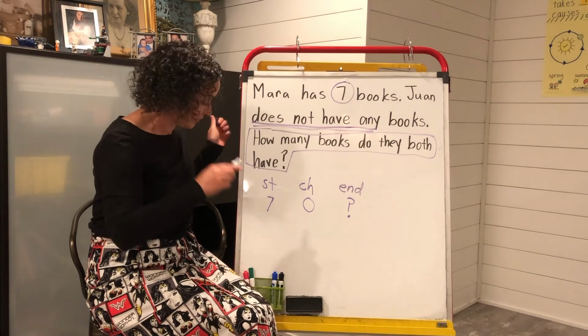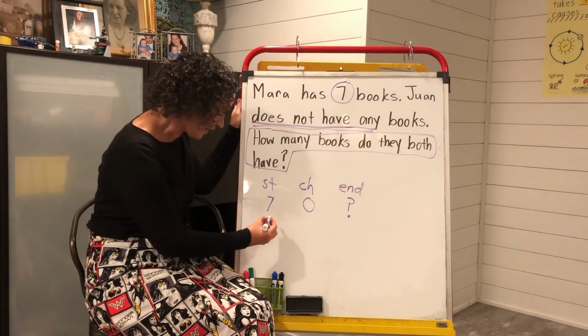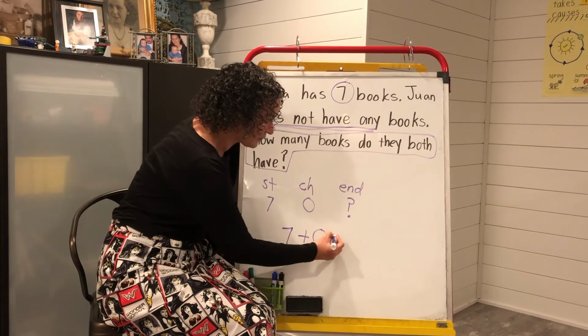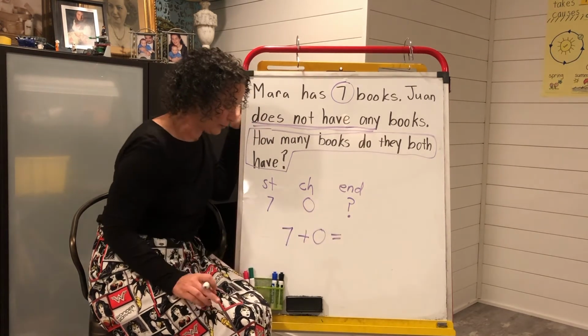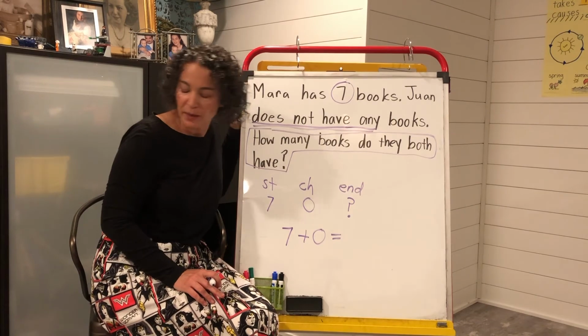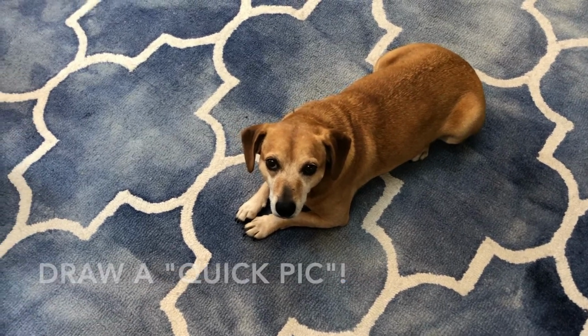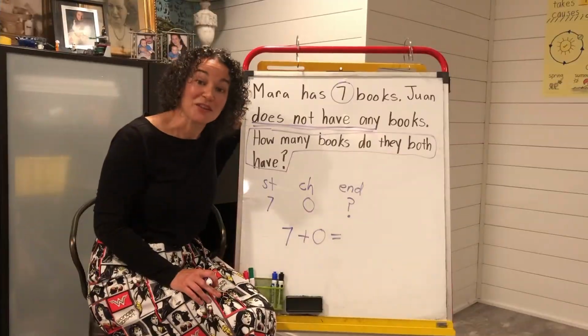Let's write a number sentence. Tell me what to write. Yeah. 7 plus 0 is going to equal our variable. What should we do now? Penny, what should we do now? Penny says we need to draw a quick pic.